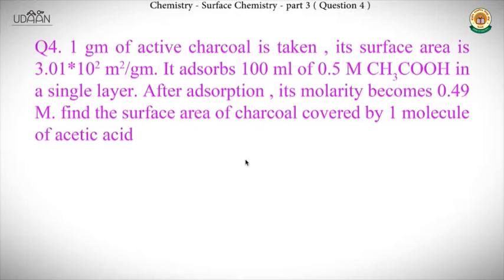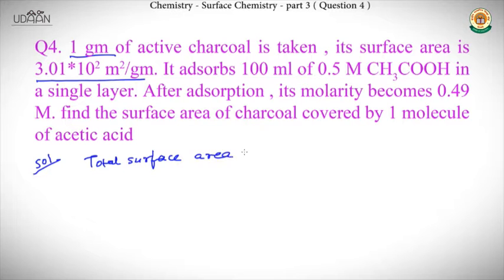Right. So it sounds very interesting. Yeah, but it's a very simple question really. If you see, I'll tell you why. You've been given the area per unit mass, right? You've been given the mass also. So you can find the total surface area of charcoal, which will be 3.01 into 100 into 1 meter square, right? So 301 meter square.